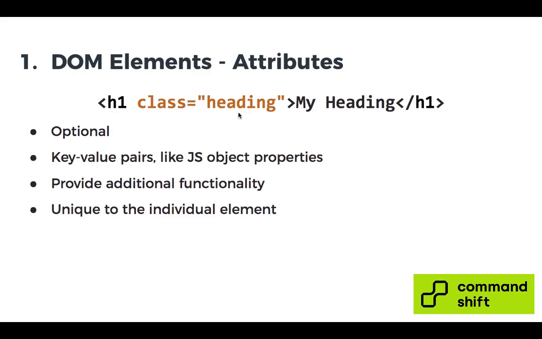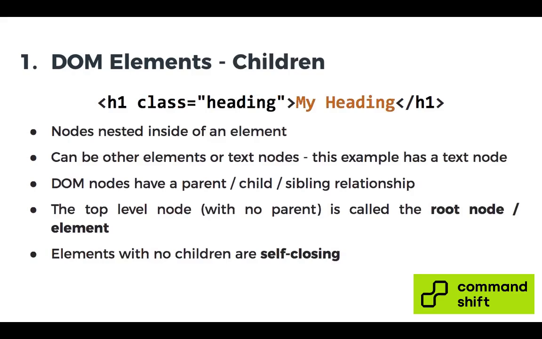So attributes are key values as well. So this is the key. Class is the key, and heading is the value in this example. And each element needs to have some children in most cases. So in this example, my heading is the child of this H1 element. This is what we call a text node. So you can have two types of nodes. You can either render a text or you can render a different element.